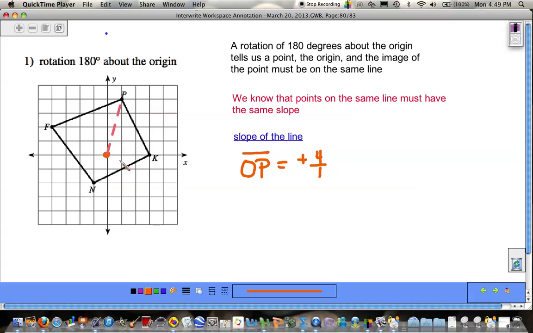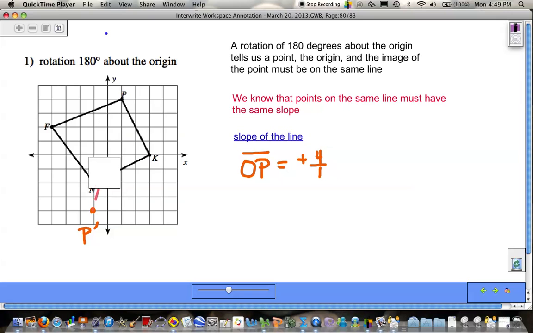We know P prime has to be on this same line, passing through the origin. So we're going to use the definition of slope. We're going to go down 4, left 1. You can clearly see that P prime would be on the same line as P passing through the origin. The slope from P prime to the origin is rise 1, 2, 3, 4, run 1, and continuing up to P, rise 1, 2, 3, 4, run 1.